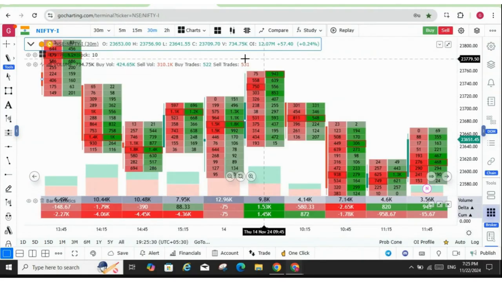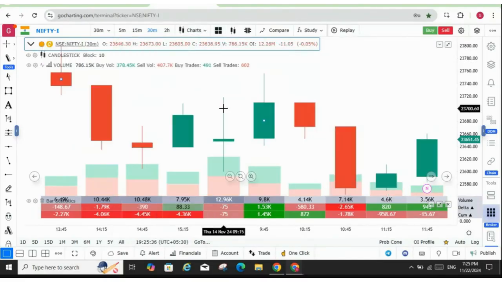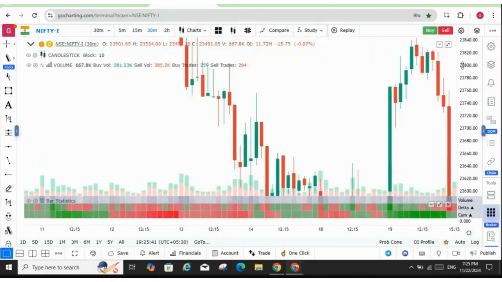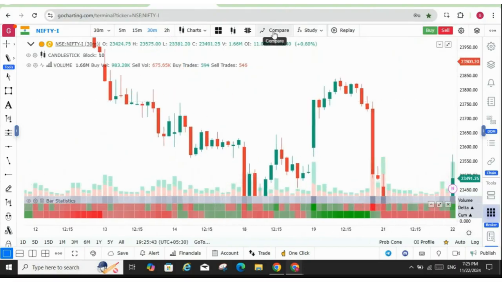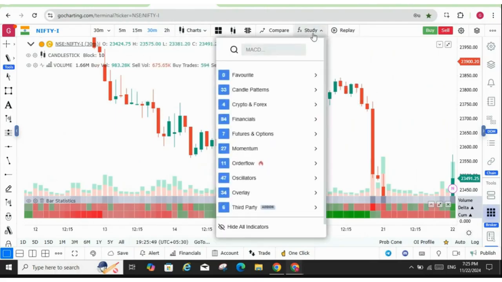So let me just go to other features now. We have the candlestick charts. And then we also have the compare feature, which is very easy. You can add whatever chart you want to compare with Nifty simply. Then this is our indicator section, FX study. These are different kinds of indicators, and you can go through them. You must be aware of indicators like RSI and all those things.